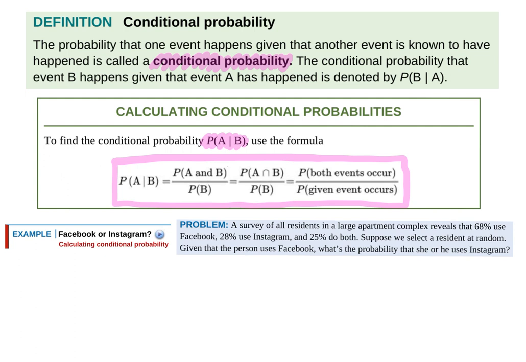So let's do a quick example with the Facebook versus Instagram use of residents of a large apartment complex. So remember that 68% use Facebook, 28% use Instagram, and 25% use both. So suppose we select a resident at random. Here's what we know. Given that the person uses Facebook, so that language there, given that, is usually a tip-off that it is conditional probability. Anyway, given that the person uses Facebook, so that's the thing we know, that's our B, what's the probability that they use Instagram? So that is the thing we're trying to find.